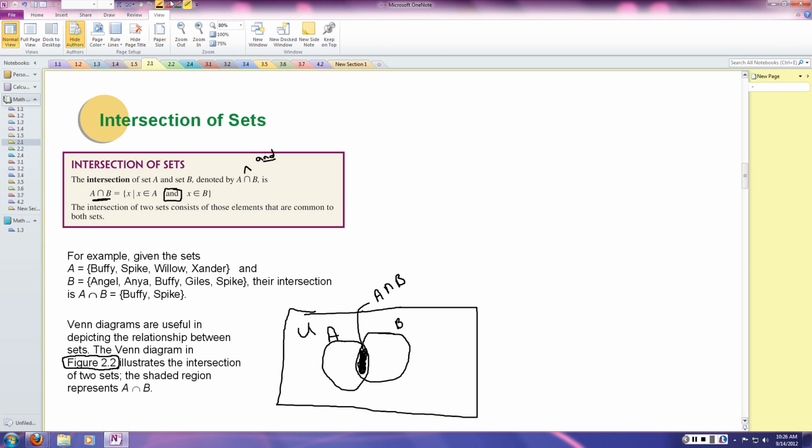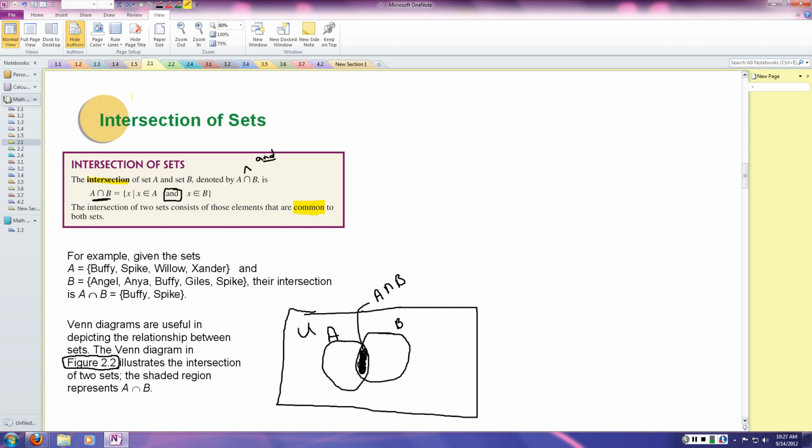So both the elements that they have in common. So sometimes using the word and can be a little confusing because you think A and B, but it's the elements in A that are also in B. So I tend to try to use the word common when I'm looking at the intersection.